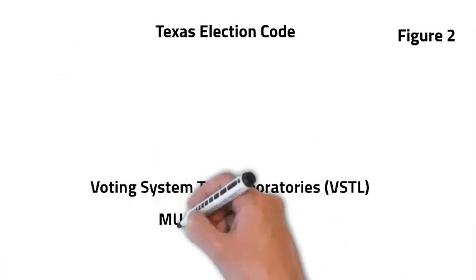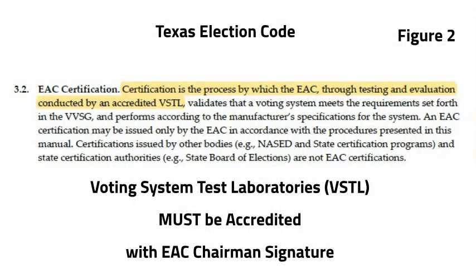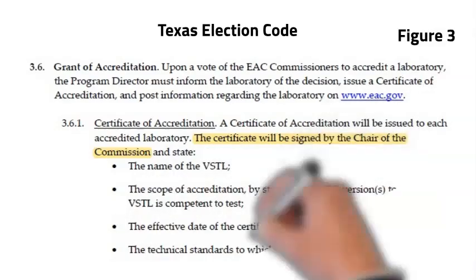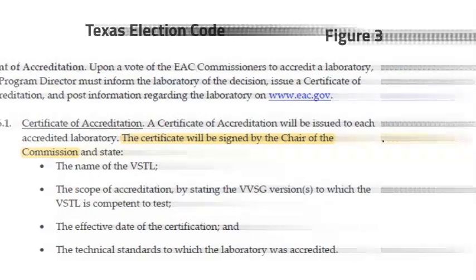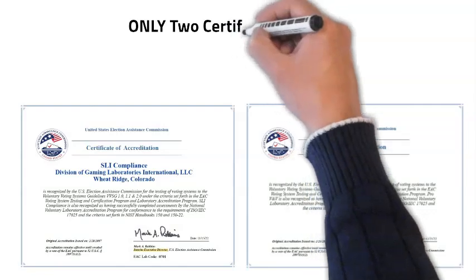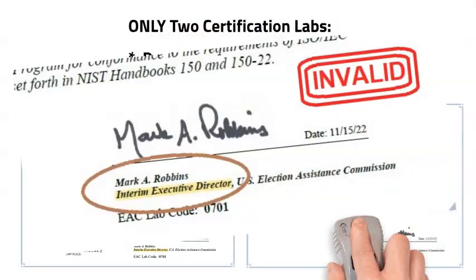One of those standards is the requirement of a voting system to be tested by an accredited voting system test laboratory, or VSTL, shown in Figure 2. The VSTL accreditation certificates are required to be signed by the chair of the EAC designated in Figure 3. These certificates have a 2-year expiration. No accreditation certificates have been signed by the chair of the EAC since 2015. Meaning there have been no legally accredited voting system test laboratories able to test voting systems.